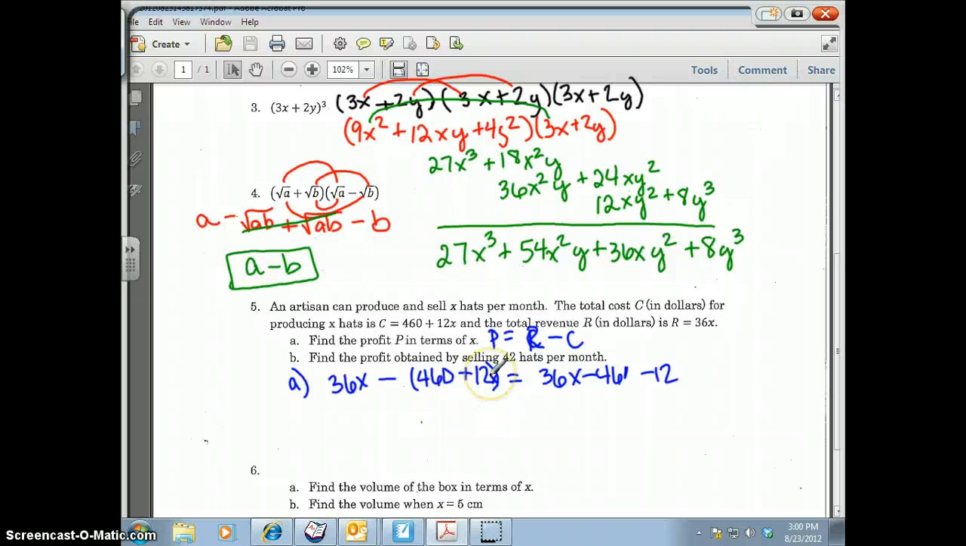I missed an x right there. Sorry about that. And so the formula for profit is going to be 36 minus 12 is 24x minus 460.